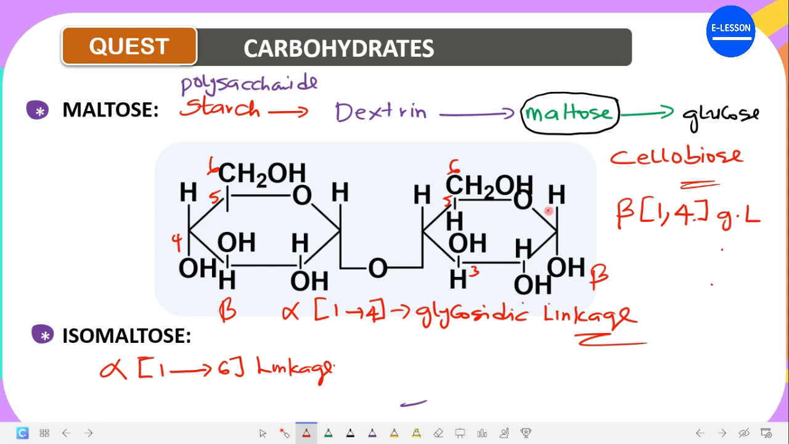Are you getting it? And how do we identify beta? It is when the OH is on top here. So in that case, there will be no O here. The OH should be here, and here the OH should be here. So they will link from this OH here. Are you getting it now? So the linkage will be in between here. But that is not even our issue. Just know that for isomaltose, it is alpha 1,6 linkage, while for cellobiose, it is not alpha this time, but beta 1,4 linkage. Is that understood? So that is for maltose.